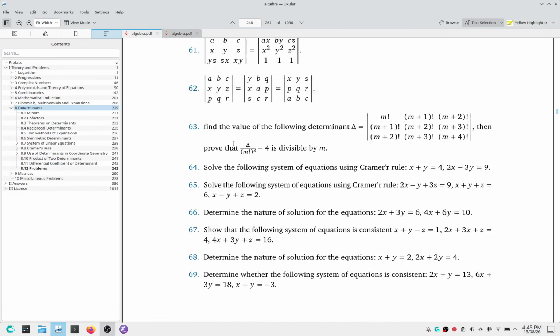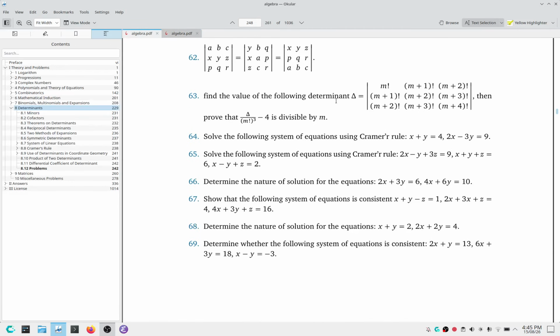Okay. Question 63 says that we have to find the value of the determinant. This F should be capital. We have to find the value of the determinant m factorial, m plus 1 factorial, m plus 2 factorial, m plus 1 factorial, m plus 2 factorial, and so on. And then we have to prove that delta by m factorial cube minus 4 is divisible by m.